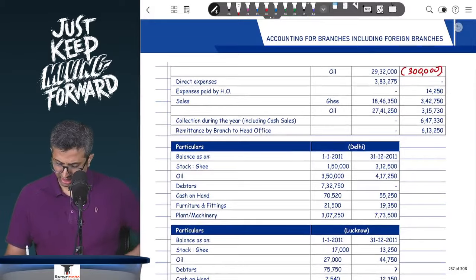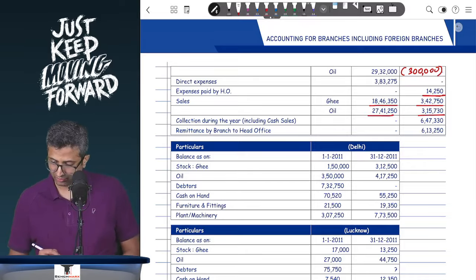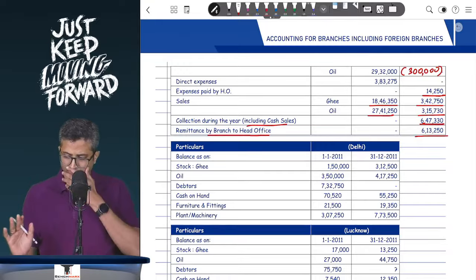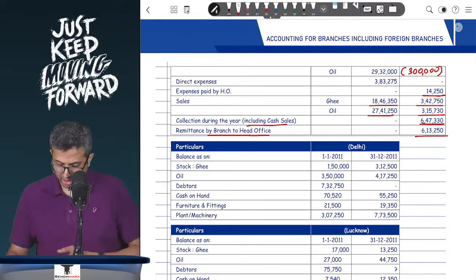there are certain direct expenses. This is incurred in the Delhi column. Expenses paid by the HO. Now this is in the branch column. Sales, again the HO and branch for ghee and oil. Collection during the year, including cash sales, is given in the branch, and remittance by branch to the head office is also given. So you have a lot of data over here, and then you have been given balance.